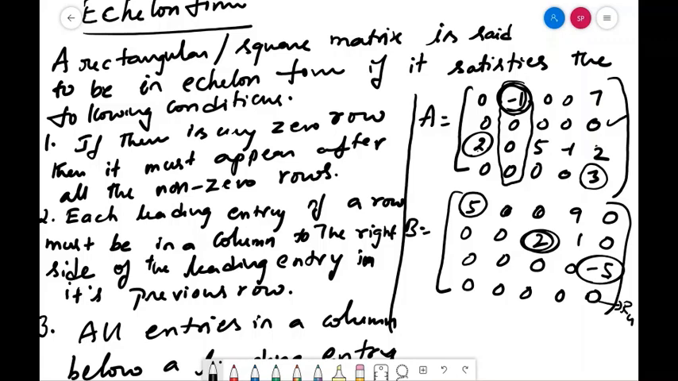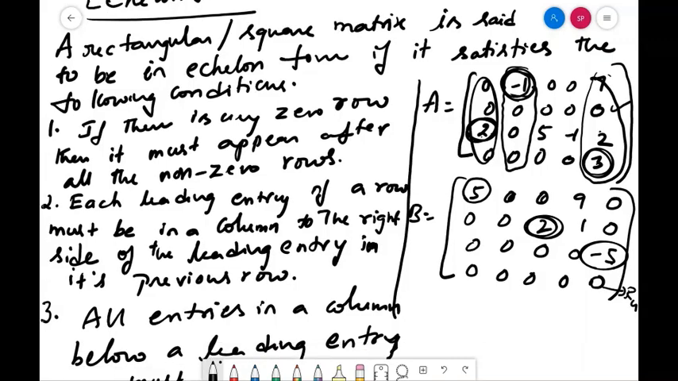Then what is the leading entry in the second row? This is 2. In this column, after 2, in the next rows, they should be zeros. Then what is the next leading entry here? 3, and in this column there are no elements after 3 in the next rows. So this matrix A satisfies condition 3. Though it was not satisfying condition 2, it is satisfying condition 3.